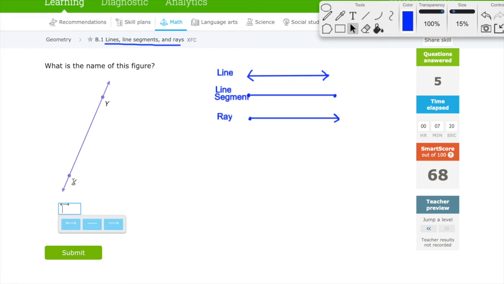From there, we just type in the 2 letters that it shows, and that's going to create the name of this figure. So if you had multiple lines like this on the screen, and I said look at line XY or YX, you could flip-flop it. You would know to look at this one. So that's how we name these.